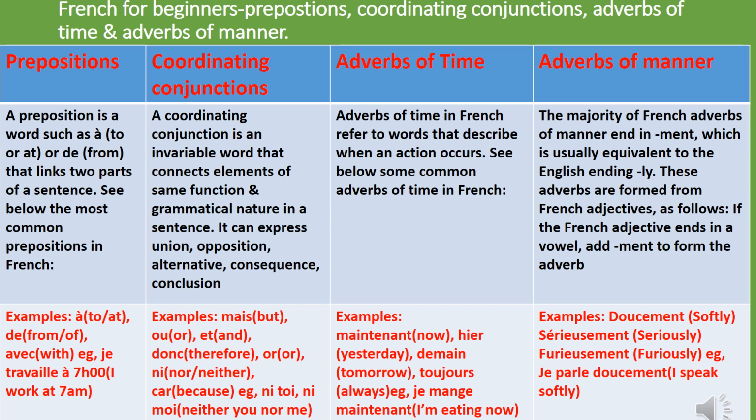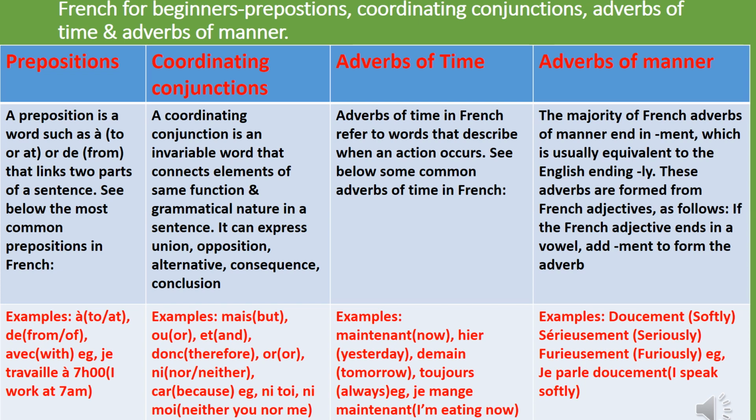J'aime lire, j'aime lire et jouer. Tu sais, j'aime lire, j'aime jouer et lire. So j'aime jouer, I like to play, et lire, and to read. So et, for example, is a coordinating conjunction.